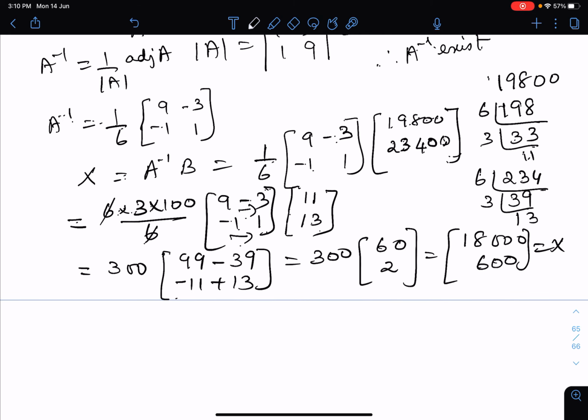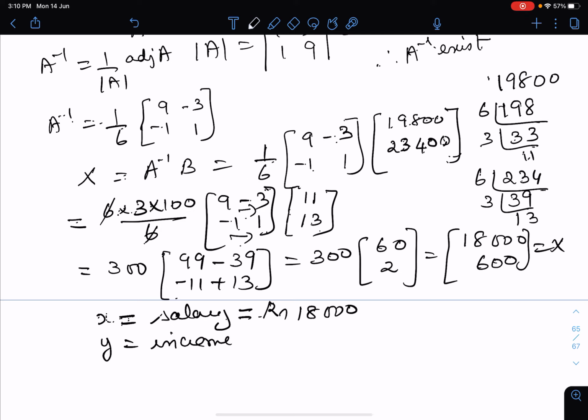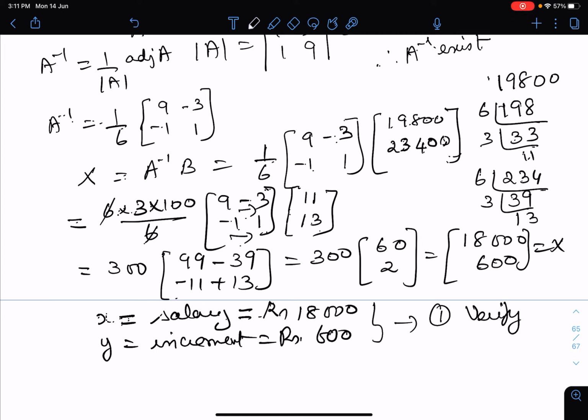So what is our X? X is going to be our monthly salary, rupees 18,000. And what is our y? Y is going to be our increment, that is rupees 600. So when you substitute these two in equation 1 and verify, you will get the answer correctly. So you got the solution. The monthly salary is going to be 18,000 and our increment is going to be 600 rupees. Okay, thank you.